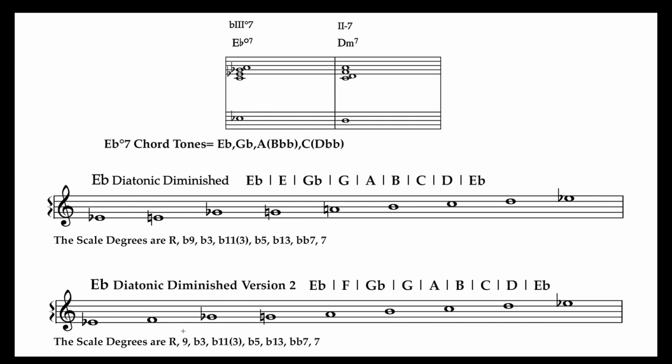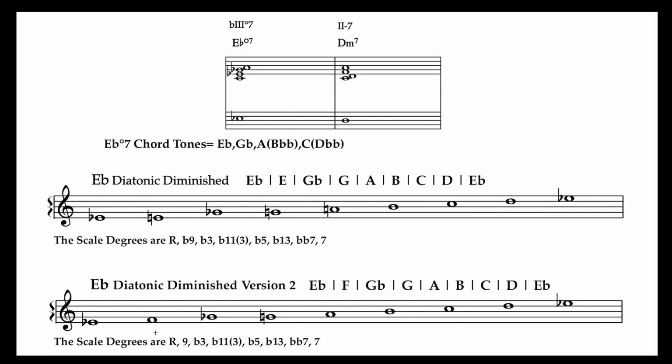However, with this scale here, the F natural you can use harmonically, and you can also use it melodically, and you can even land on it and hold it for a while and it will sound great. So for the flat 3 diminished 7, you have these two chord scale options, which are both just versions of diatonic diminished scales.